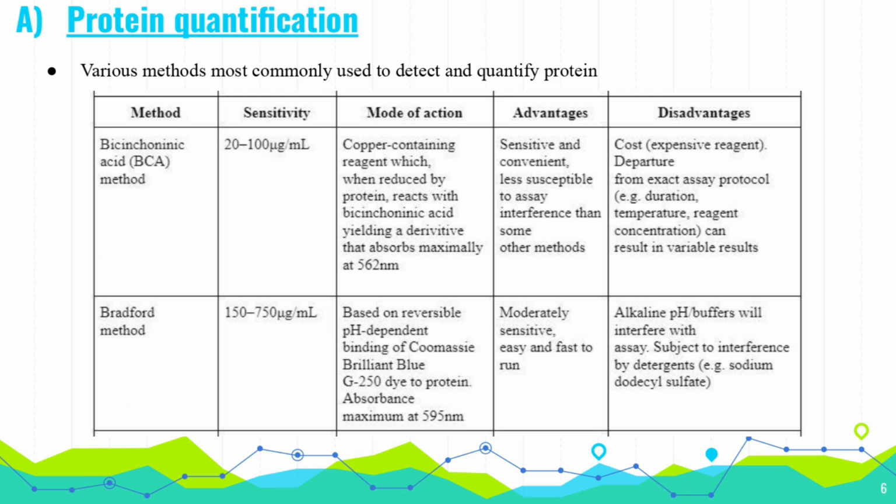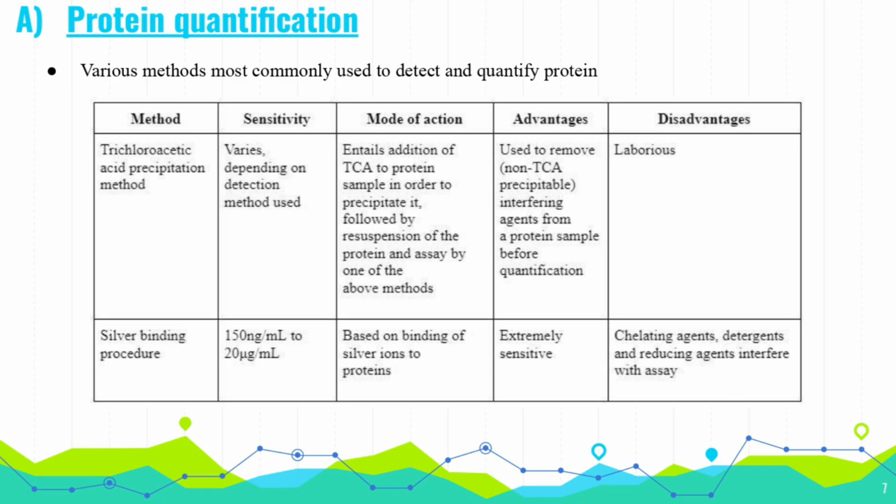Then the Bradford method, as we know, is a pH dependent method where commercial brilliant blue dye G250 is used for protein absorbance, and a maximum of 595 nanometer wavelength of light is detected via this method. Advantages: moderately sensitive, easy and fast to run, and alkaline pH buffer will not interfere with the assay. Disadvantages: subject to interference by detergents like sodium dodecyl sulfate. Then another method, the trichloroacetic acid precipitation method.